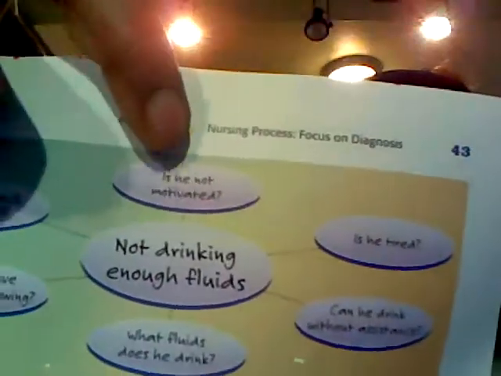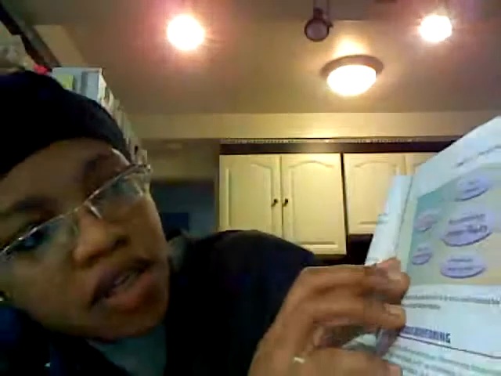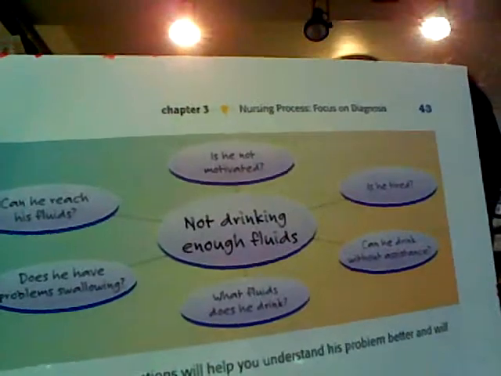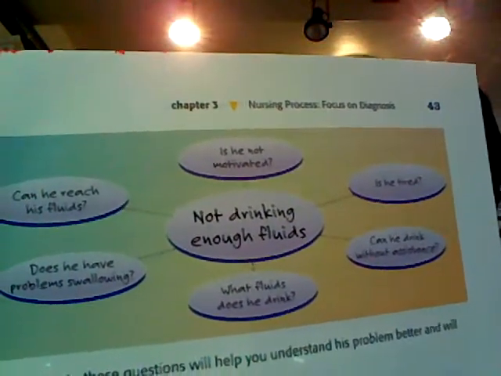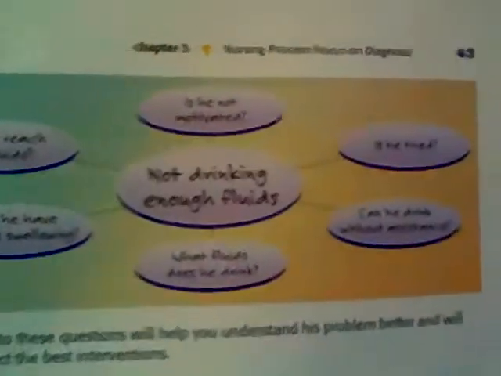So what are the conditions, or what are the things that are going on? As you can see, he's not motivated. He can reach for his fluids. He does have problems swallowing. Is he tired? Can he drink without assistance? And what fluid does he drink? So these are possible reasons for not drinking enough fluids.